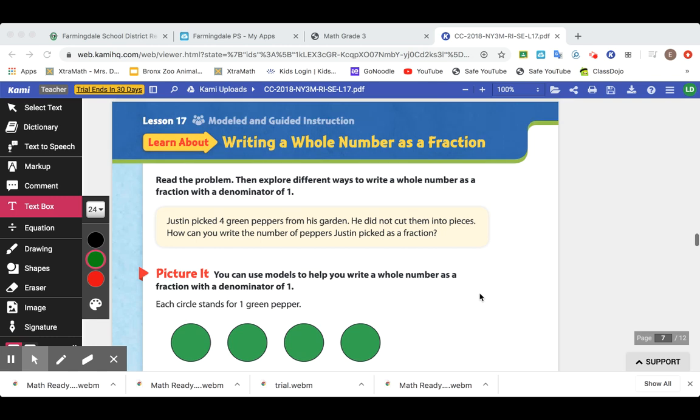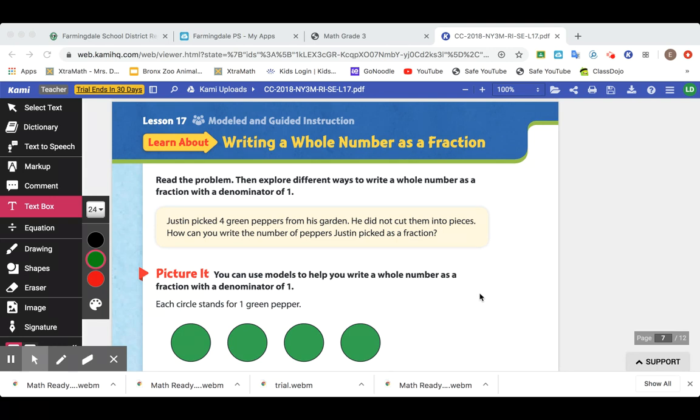Hi, boys and girls. We're looking at lesson 17, and we're on pages 180 and 181 for this lesson. Okay, so last lesson we were looking at writing fractions that represent whole numbers where the numerator was greater than the denominator, and we are looking at the denominator as the number of pieces in each whole.